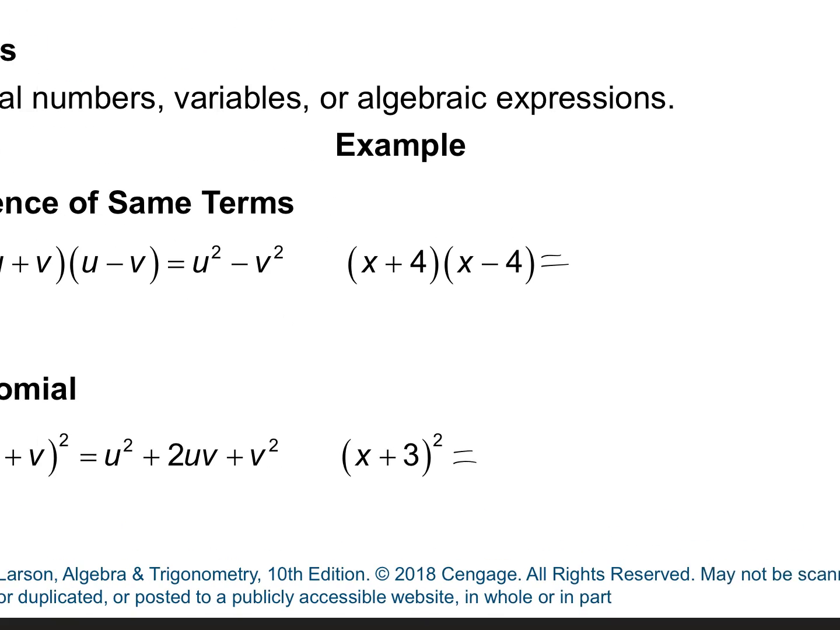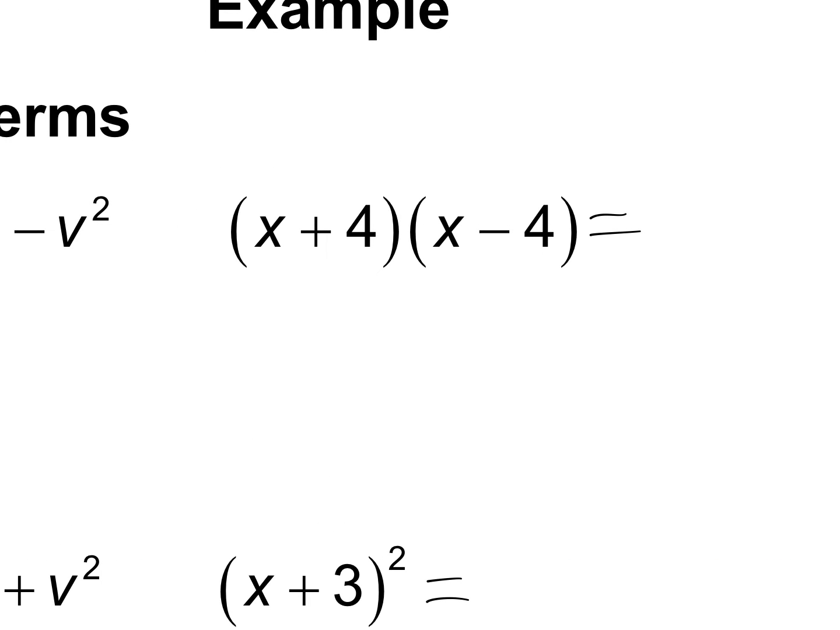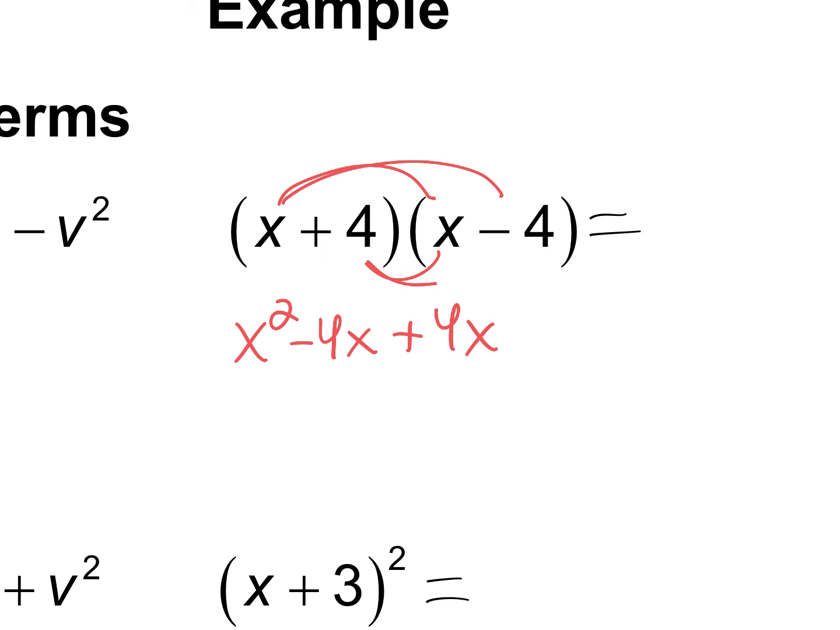A special product just means difference of perfect squares, something like that. We're going to get to factoring in a couple days. But if you were to FOIL this, guys, what's x times x? X squared. What's x times negative 4? Negative 4x. What's 4 times x? Positive 4x. What's 4 times negative 4? All right. What do you guys notice happens with negative 4x, positive 4x? It cancels out. So you're just left with x squared minus 16.